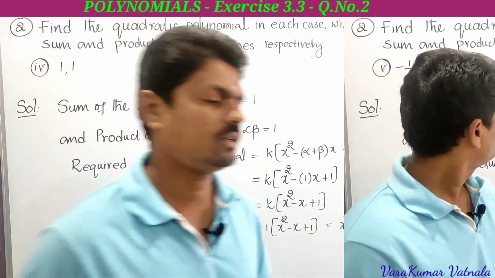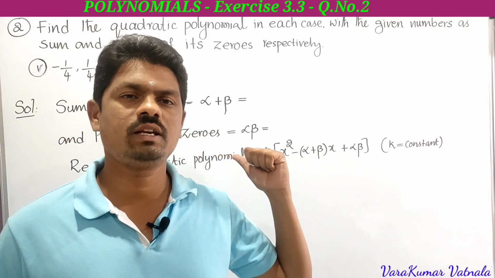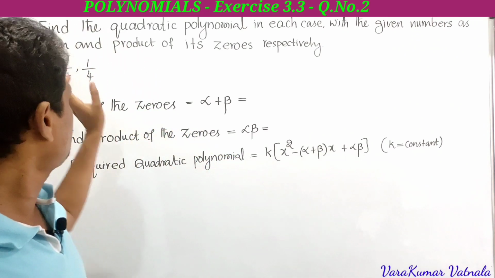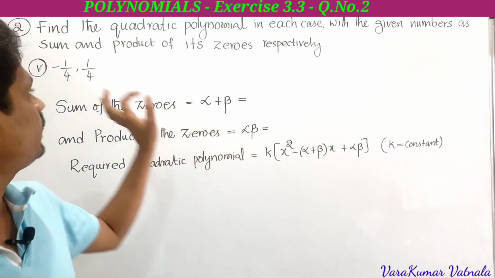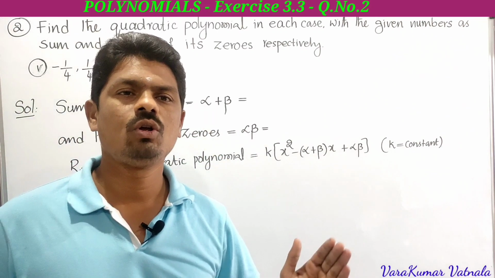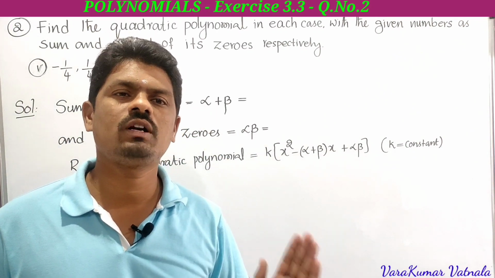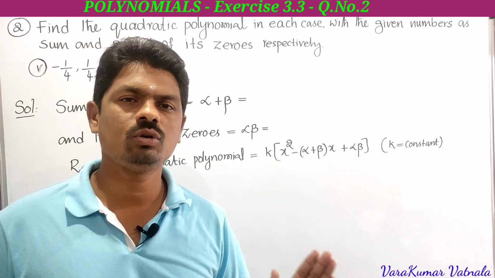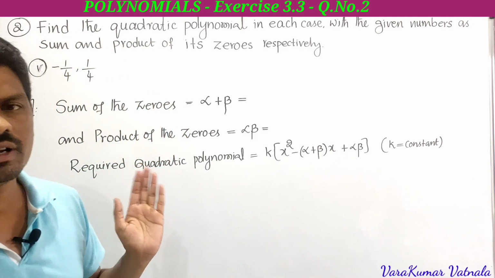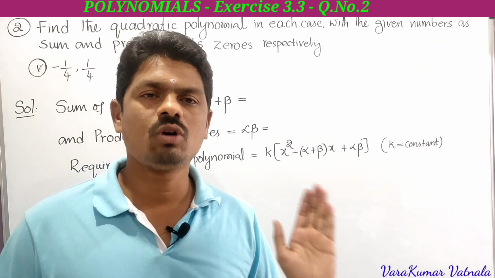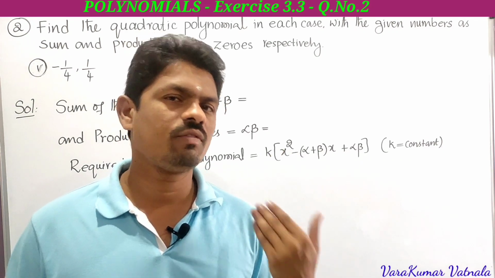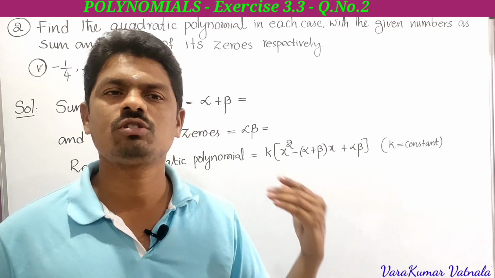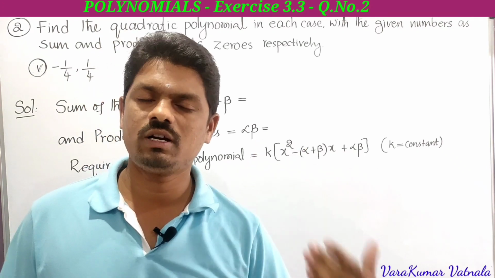Next we have to solve the fifth bit. This is the fifth bit in the second problem. Minus 1 by 4 comma 1 by 4 is given. Sum of the zeros is minus 1 by 4 and the product of the zeros is 1 by 4. So using these two we have to find the quadratic polynomial. So we have quadratic polynomial is equal to k into x square minus alpha plus beta into x plus alpha into beta. So alpha plus beta is the sum of the zeros, alpha into beta is the product of the zeros. So he has given both the values. We just have to substitute in the formula to find the quadratic polynomial.